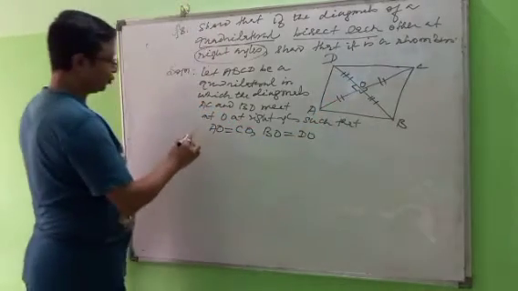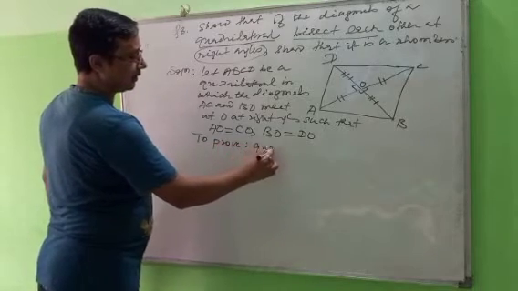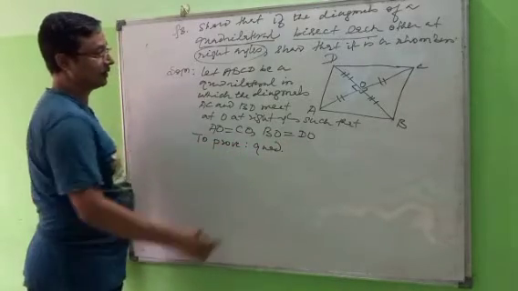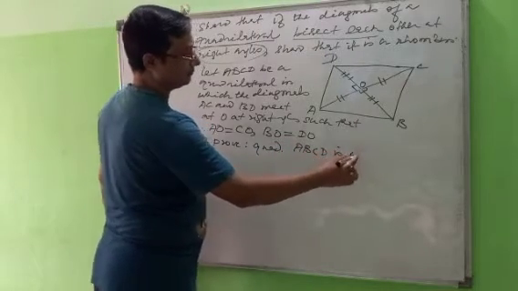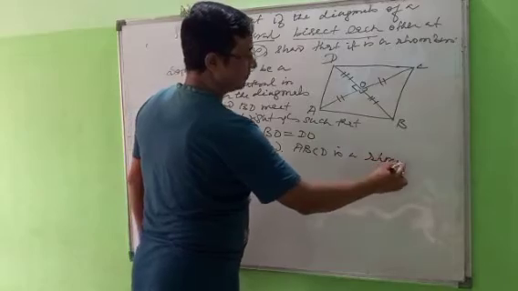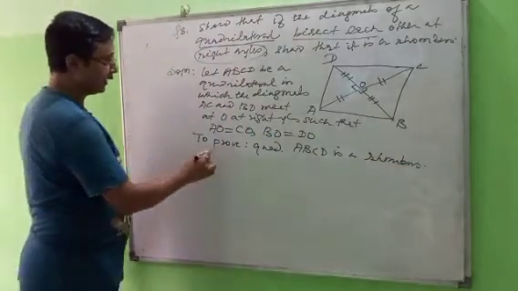So now to prove: quadrilateral ABCD is a rhombus. So now comes the proof.